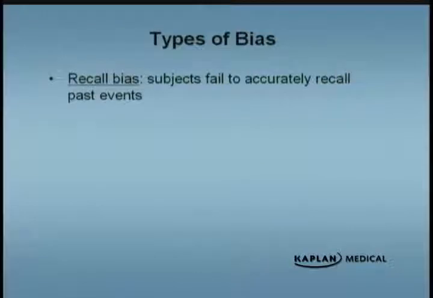Recall bias is next. Recall bias is fairly easy. In recall bias, we ask people, subjects, patients, about things in their past, and they simply tell us information that's incorrect. Now, if we ask people about the past and they say they don't remember, that's not bias. That's called missing data. And although missing data is bad, it's not bias.